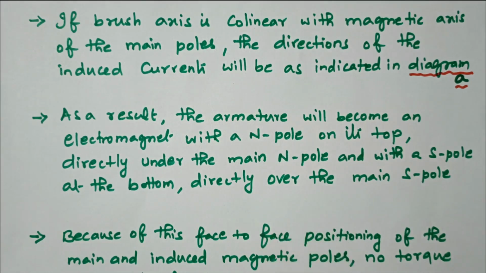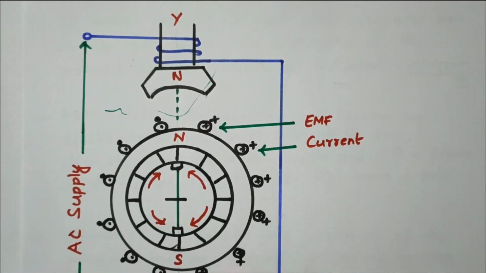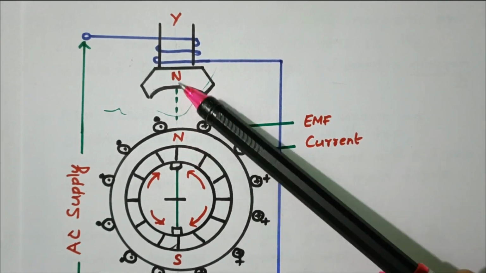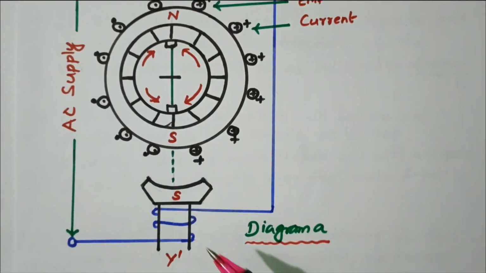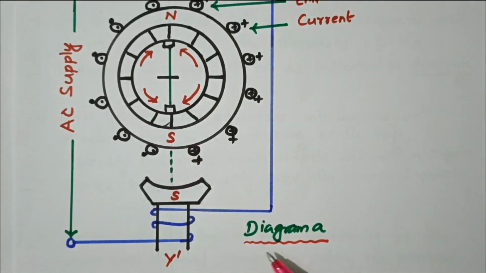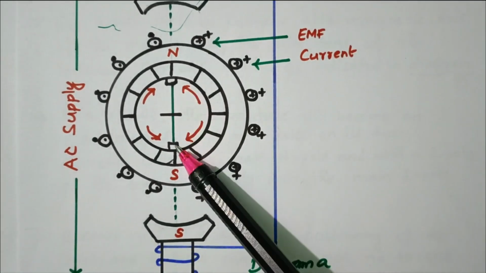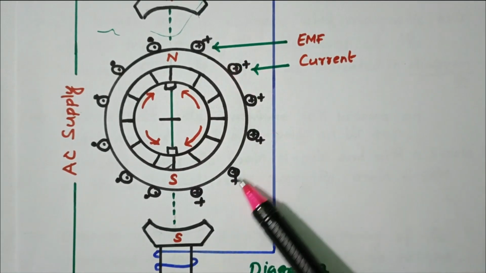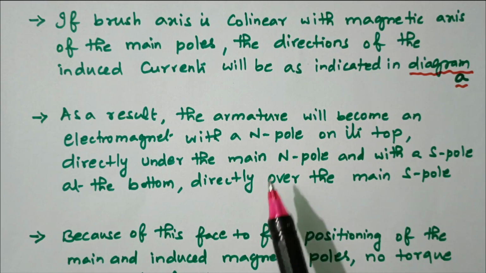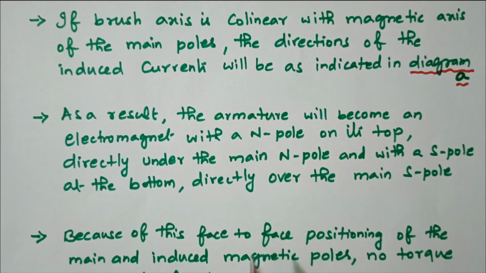Now we'll refer to the diagram once again. So this is the main N pole and rotor N pole at the top, rotor S pole and main S pole at the bottom. This is diagram A. The brushes align vertically, so current directions are clearly indicated in this position. Now we'll go to the next position. So the top N pole, bottom S pole.